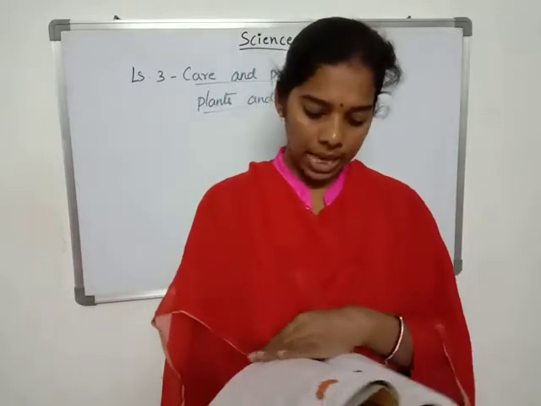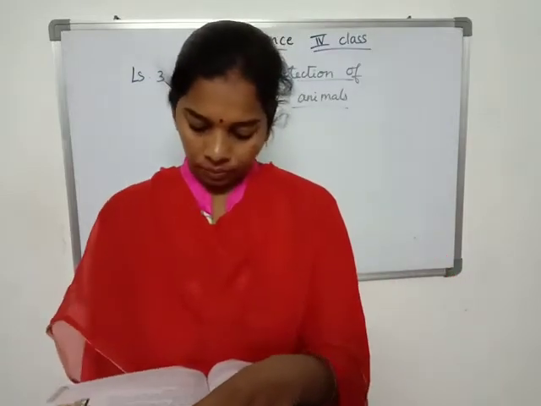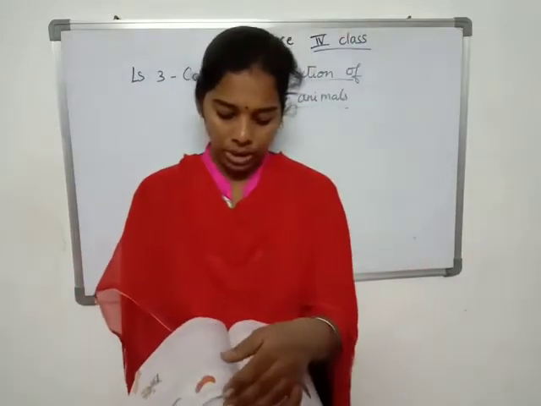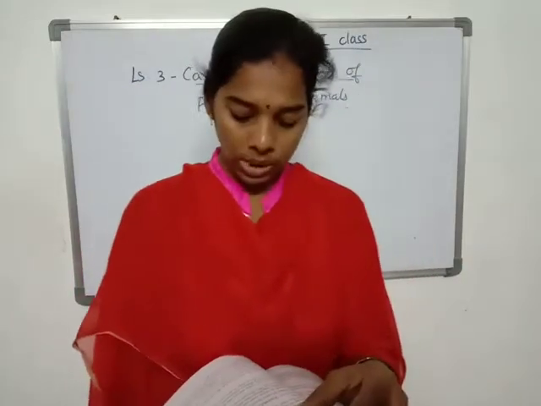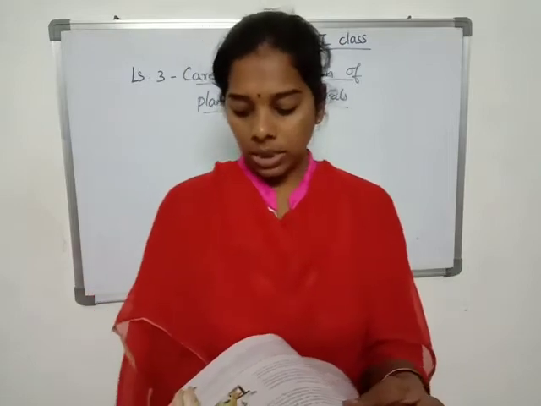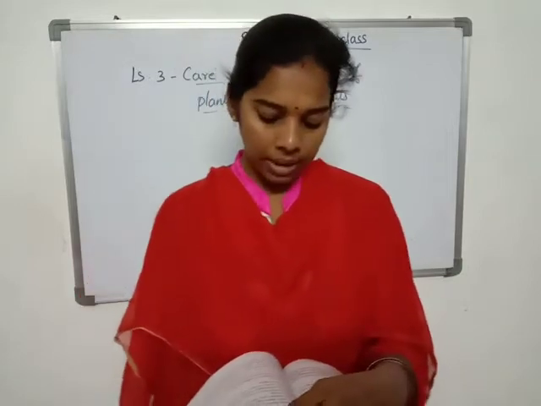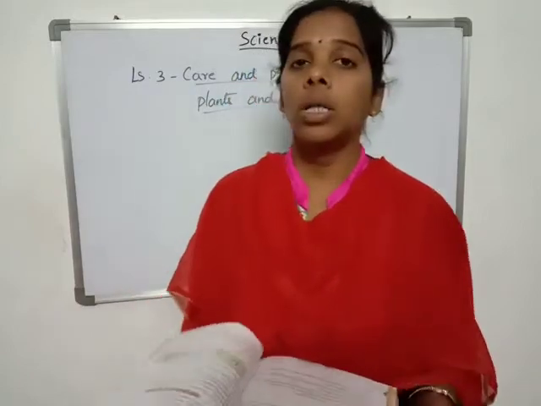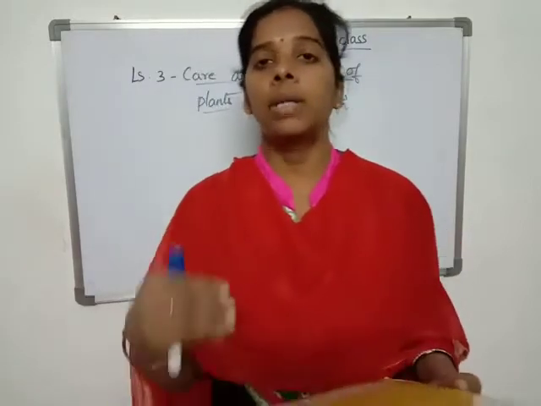Care of domestic animals. We should provide the domestic animals with proper food. For example, dog eats bones, cat drinks milk, horse eats grass, rabbit eats carrot, parrot eats chilies, hen eats grains. So, what the animal eats, that we have to give.